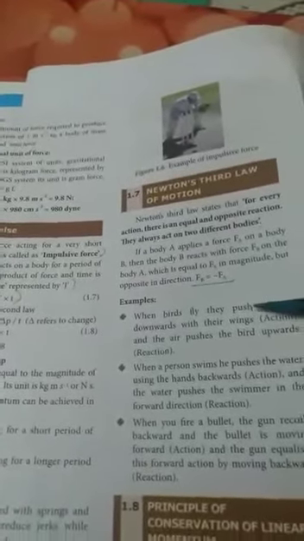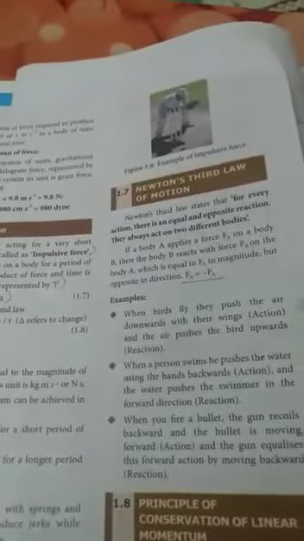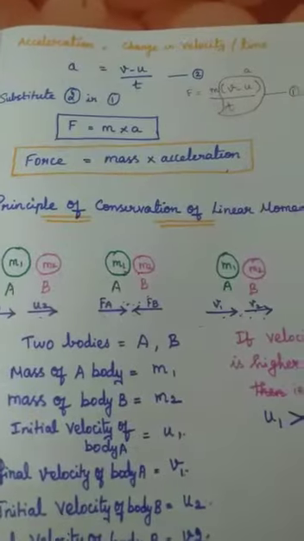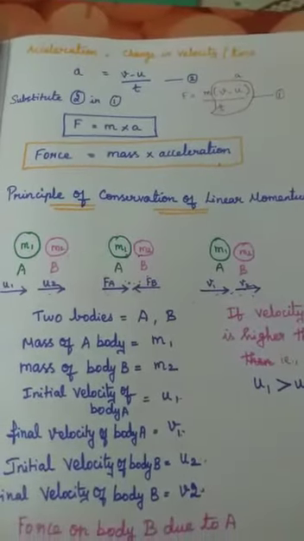Another example is, if a person swims in the water, he pushes the water using the hands in the backward direction, and the water pushes the body of the human in the forward direction. Then he easily swims in water. For every action there is an equal and opposite reaction. If we push the water backward, the water pushes your body forward. These are the examples for Newton's third law. I hope you understood about Newton's third law.